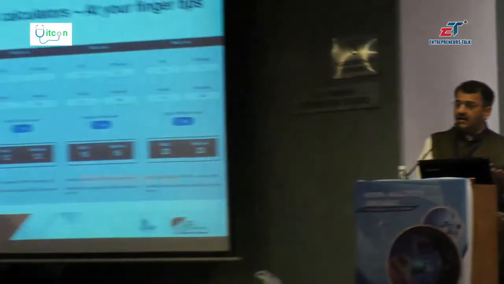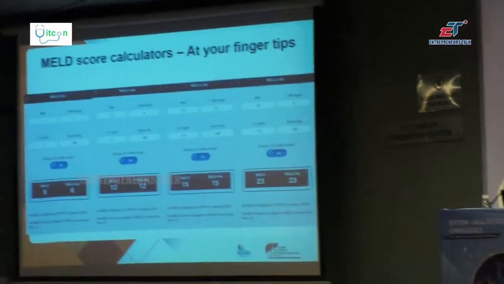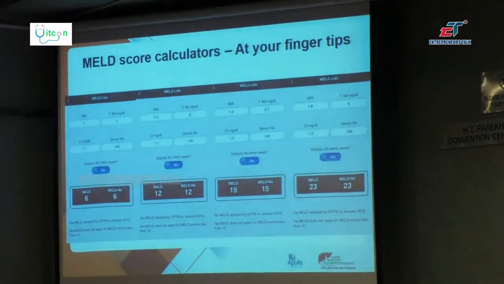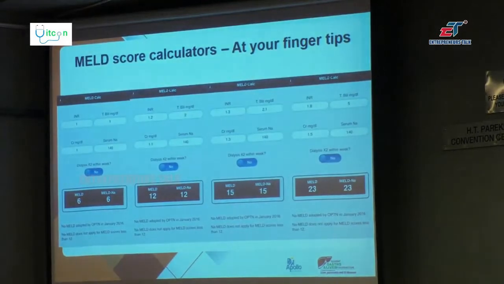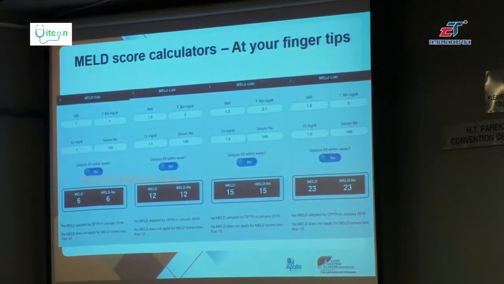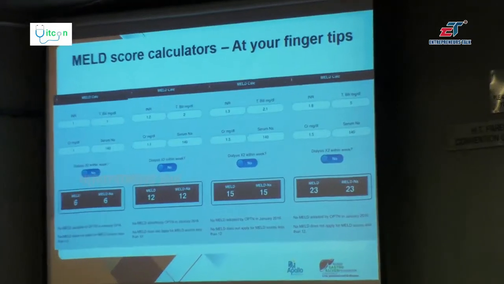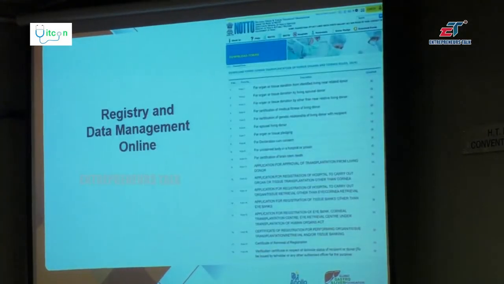So the MELD score uses 3 clinical parameters, which are the bilirubin, INR, and creatinine. The normal is 6. When it reaches 12, you can tell the patient that you are on the verge of needing transplant, and you start preparing for transplant. When the MELD score becomes 15, the patient needs transplant, and as the MELD score keeps worsening, the patient's condition is worsening and transplant is an imminent need.